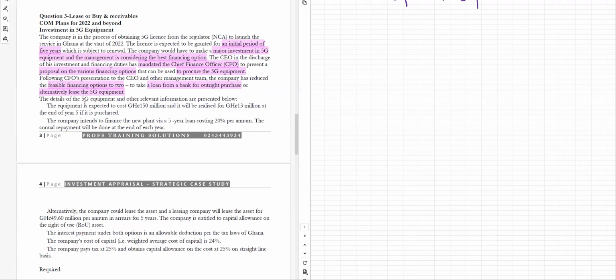So the details of the 5G equipment and other relevant information are presented below. The equipment is expected to cost 150 million, which is today, and it will be realized for 30 million, which is the trading value, after the 5 years when it is purchased. And we intend to finance it via a loan of 20% per annum.